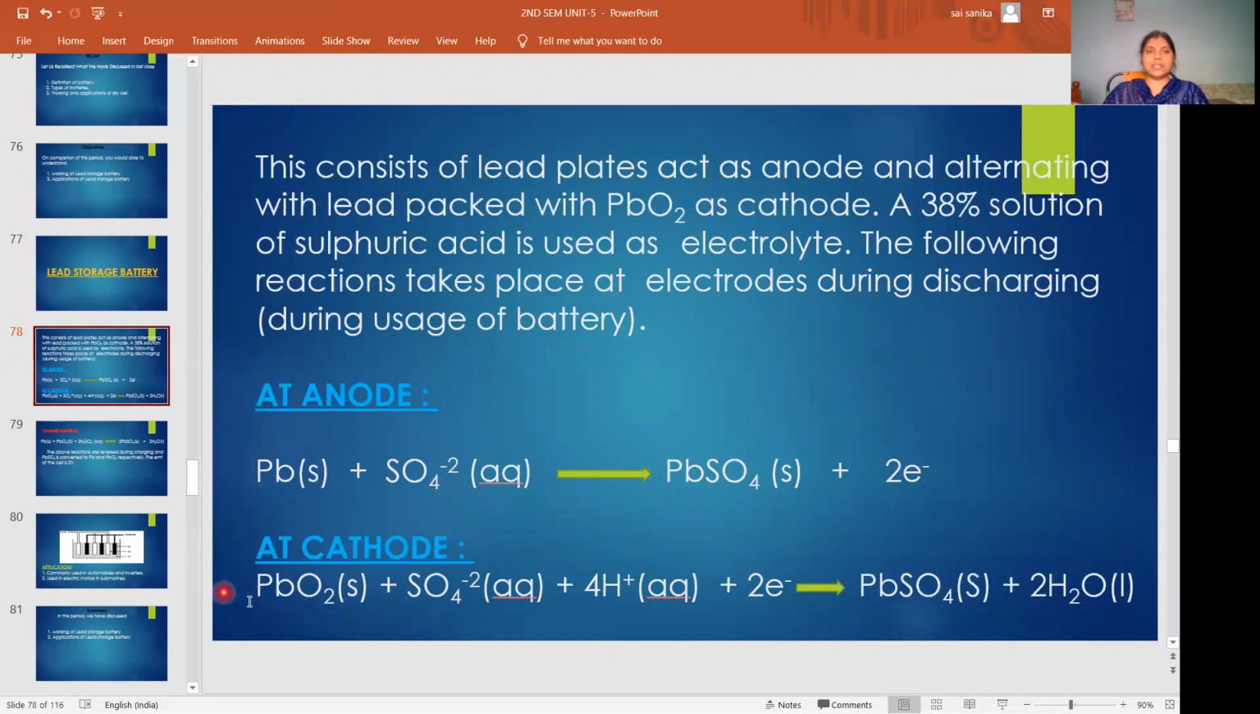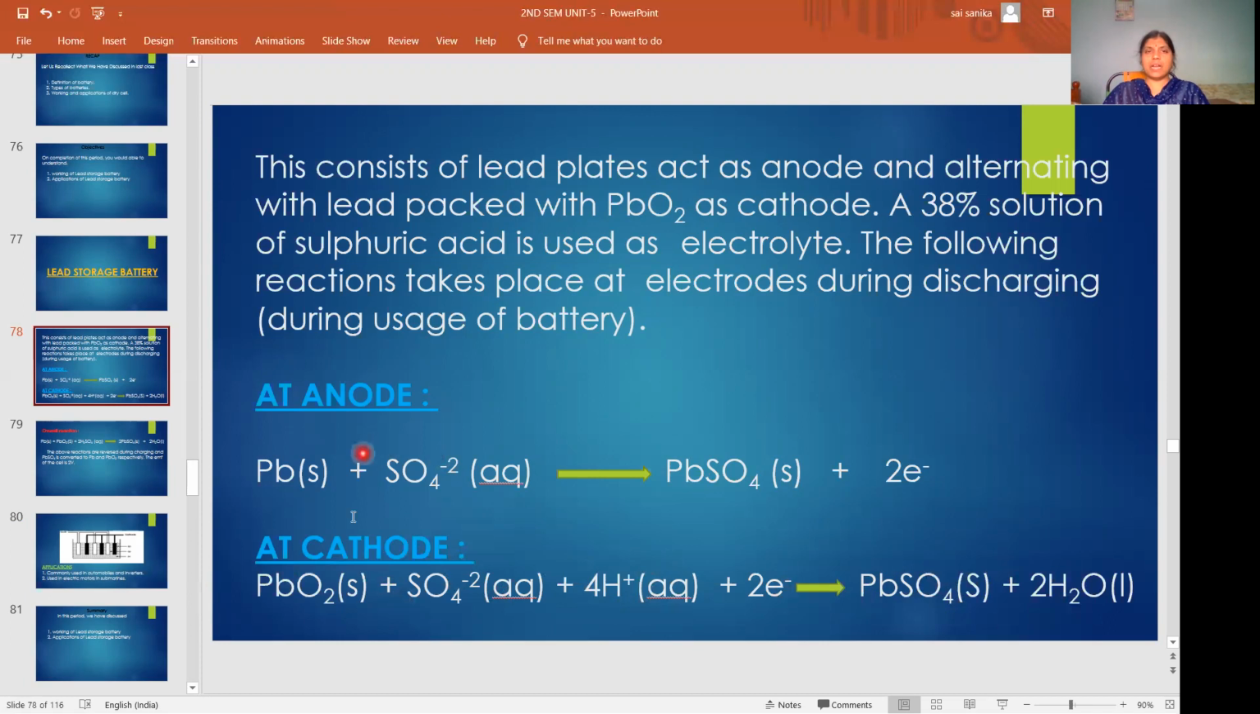At cathode, what is the reaction taking place? Lead oxide is converting into lead sulfate. How is it converting? It takes 2 electrons, reacts with sulfate ion and H plus ions, and forms lead sulfate and 2 molecules of water. This is the reaction at anode, this is the reaction at cathode. This is the oxidation reaction, this is the reduction reaction.